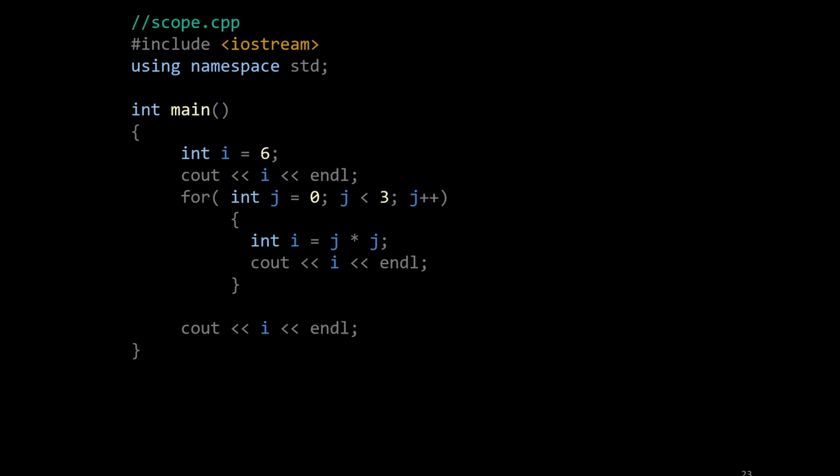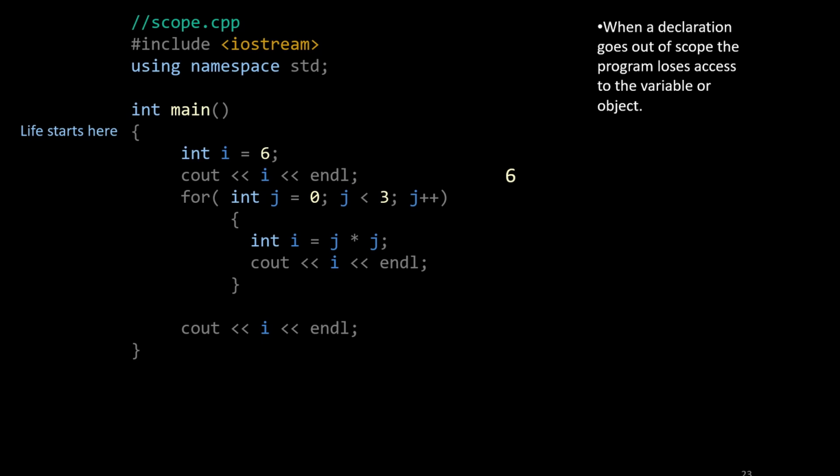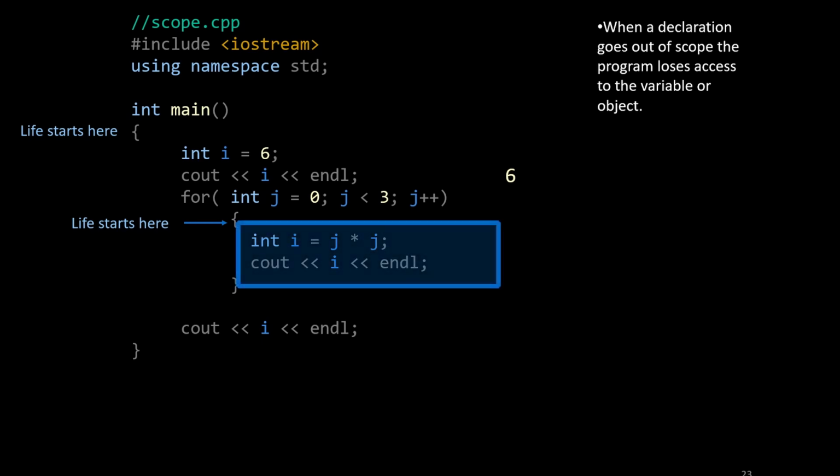So if we take a look inside of main, what's actually happening, you'll see that main's scope is starting here. In the first cout, I'm outputting 6. When a declaration goes out of scope, the program loses access to the variable or object. But we get into the for loop and we see the beginning of the first brace. And for that scope, life starts there. And then we get into the for loop itself. When the scope of that for loop truly begins, we can start to see the results of the output, which is 0, 1, 4, based on a calculation inside of the scope of the for loop.